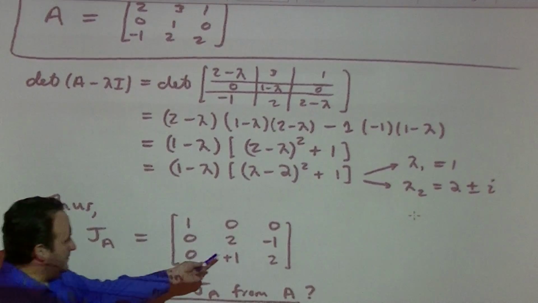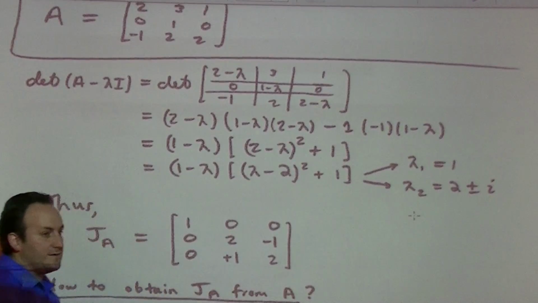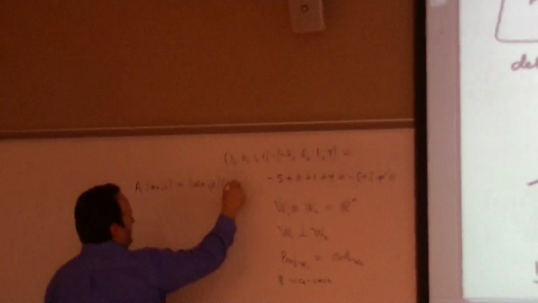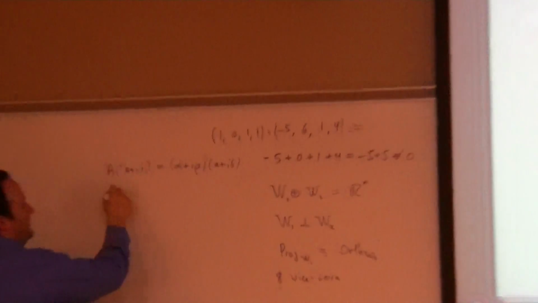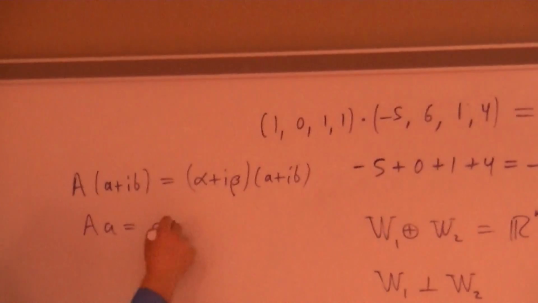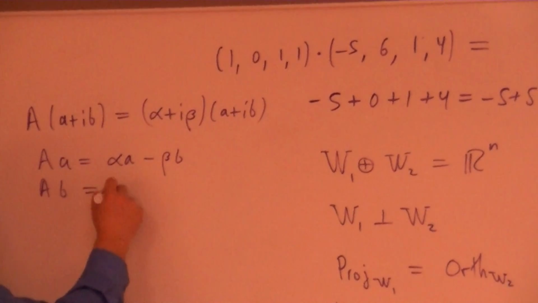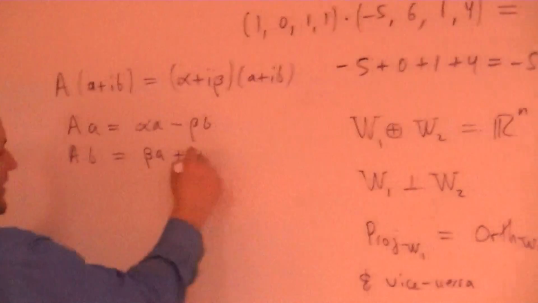This guy. What do we get from 2 plus or minus 5? How do you know? Because what we worked out in section 11.7: if you have A times (a plus ib) equal to (alpha plus i beta) times (a plus ib), then it follows that A a is equal to alpha a minus beta b, and A b is equal to beta a plus alpha b.